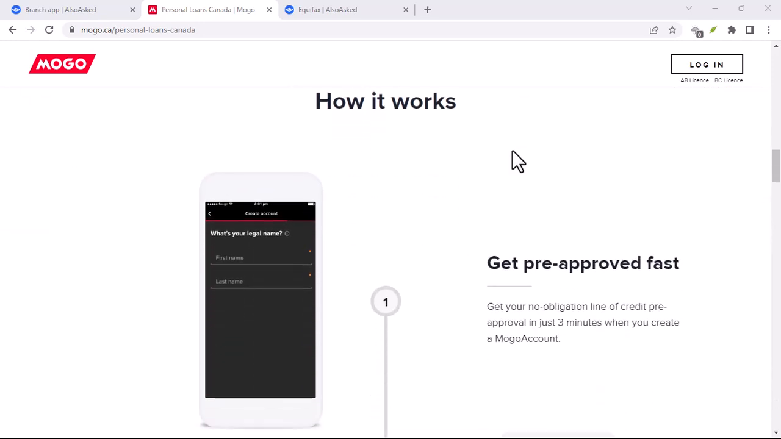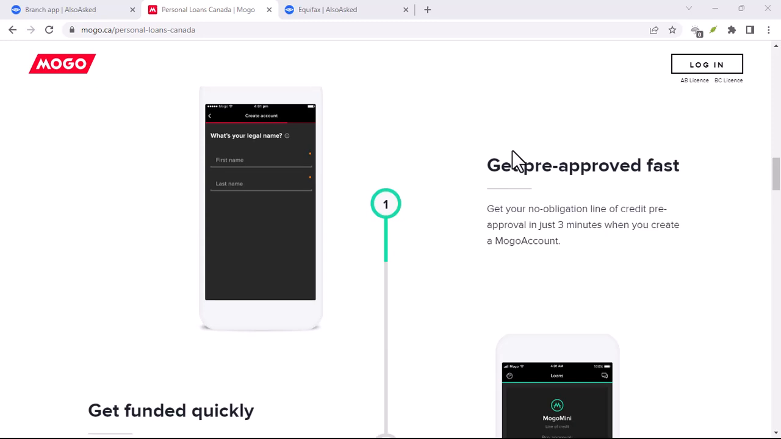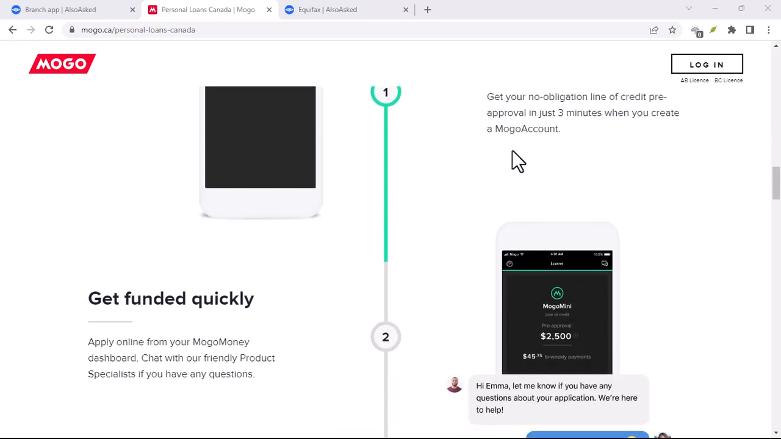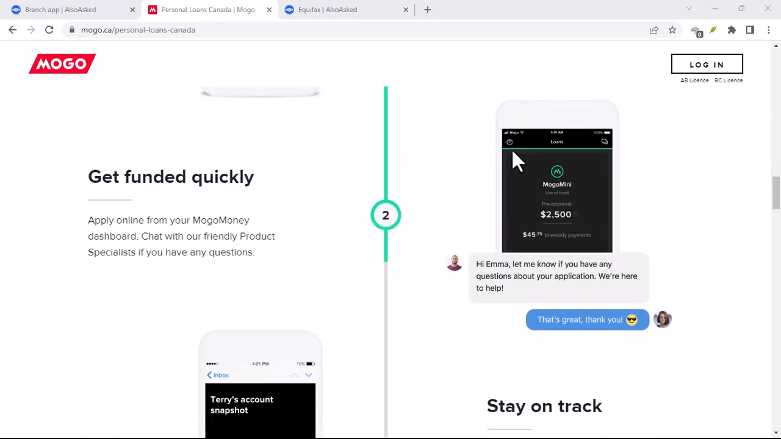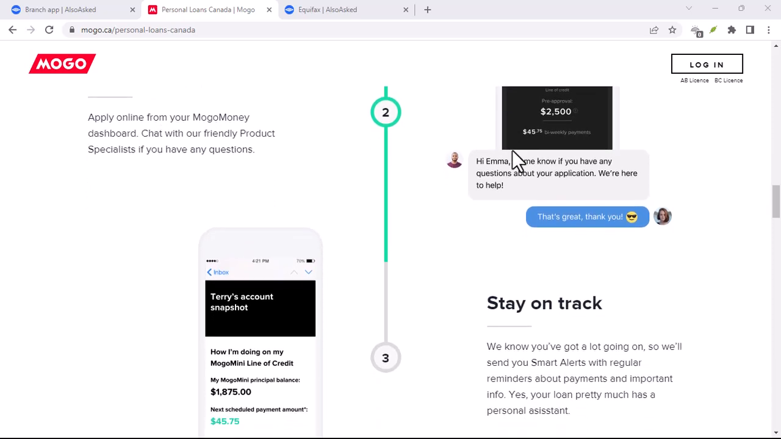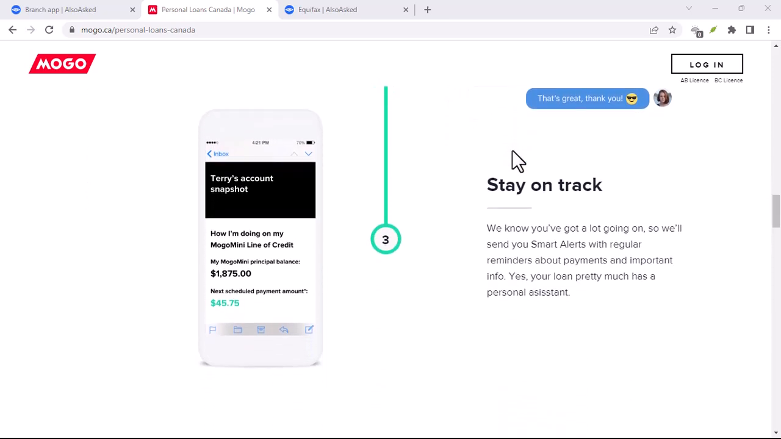If you are interested in applying for a loan with Mogo, you can visit their website or download their app. You can also find more information about Mogo on their website or by reading reviews online.